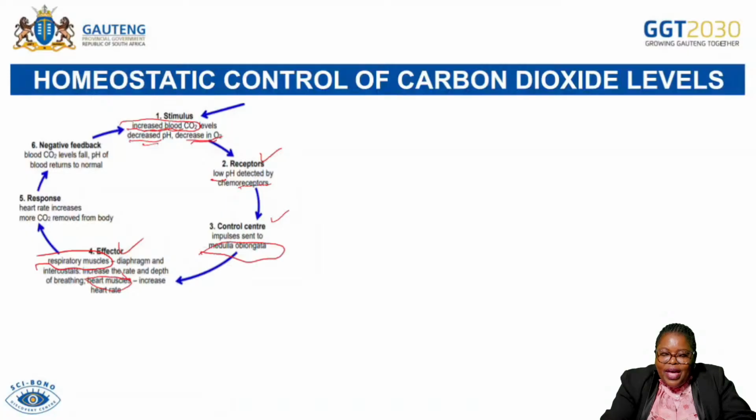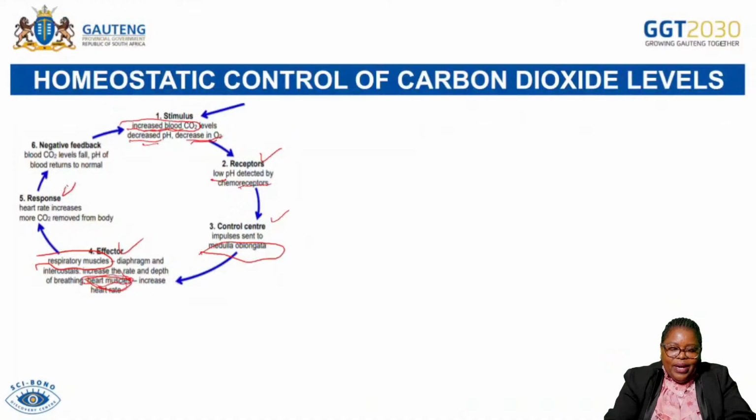So if the impulses are sent to the medulla oblongata, what are we expecting? Because they are being sent to the respiratory muscles, we're going to have the diaphragm and the intercostal muscles increasing the rate and depth of breathing. Hence, we are going to breathe faster. And the impulses are also sent to the heart muscles, so the heart rate is going to increase. Let us look at the response.